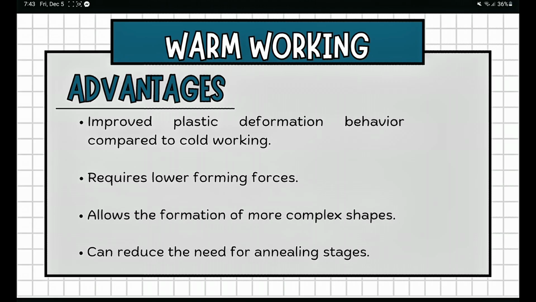The fourth one is can reduce the need for annealing stages. So warm working lessens strain hardening. So the metal does not harden too quickly. This means fewer annealing interruptions.